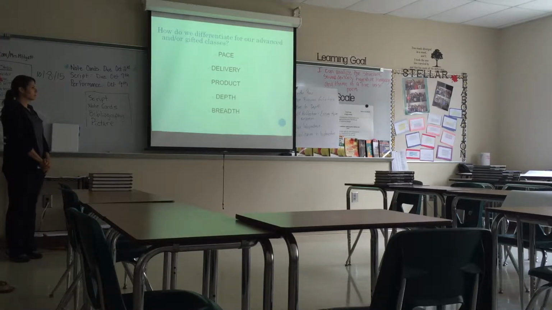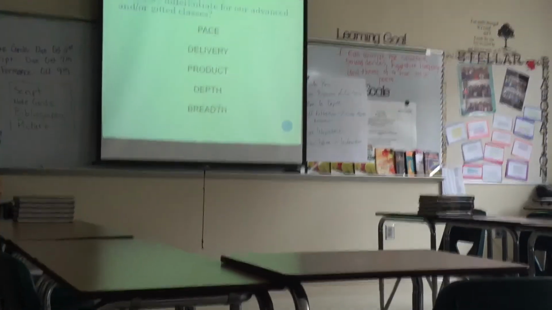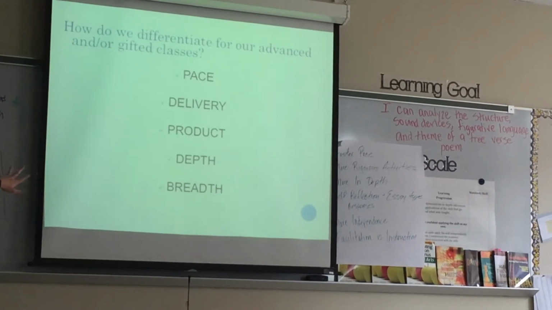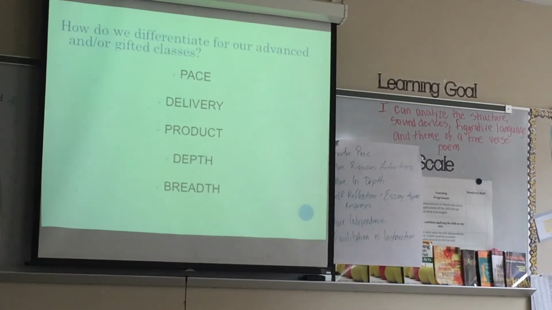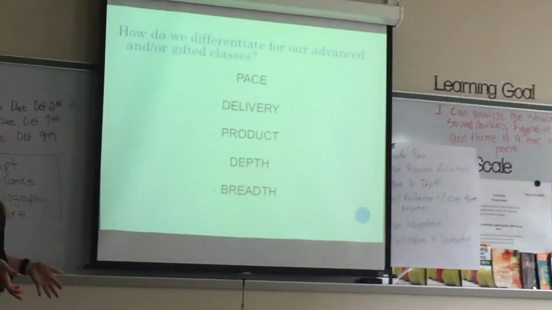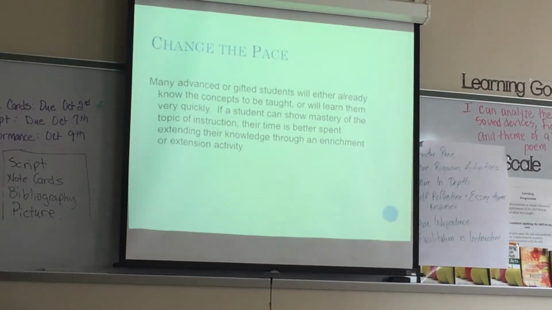So these are the 5 ways that you can differentiate for your advanced and your gifted if you have that. Some of us are already doing these and you need to know a little bit more of what to do, but we'll go through the basics and hopefully we'll have time to brainstorm together ways to actually implement it in a real way in your classroom. So pace, delivery, product, depth, and breadth. Those are 5 different ways that you can challenge or look at your advanced classes a little bit differently than your basic classes. So the first one we'll look at is pace.